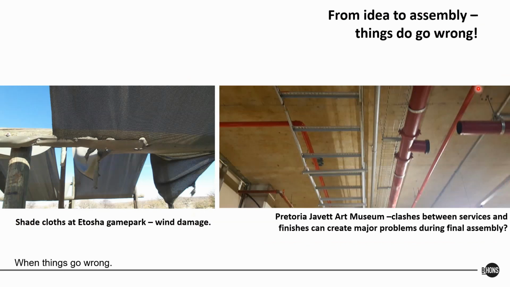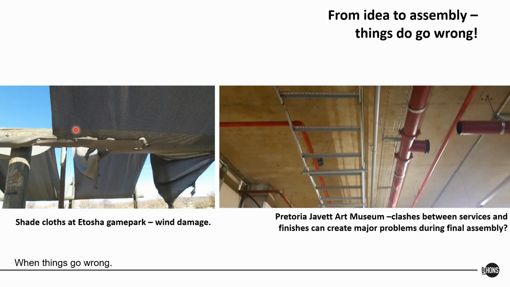This is like the Javits Museum, where the services just don't line up. And if you can fix it, this is not the end of the world, but this is a typical example of it. But things do go wrong. Again, Aubrey shared this with a discussion where there was a shade structure which they designed, and the wind just came through and ripped it all apart.